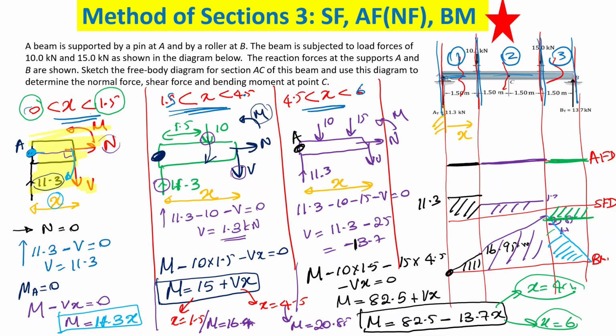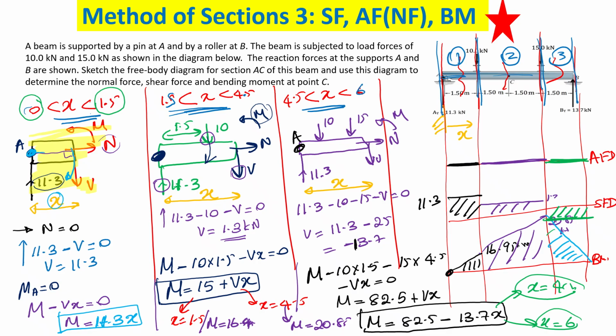Maybe our 20.85 is not exactly 20.85. It should be 0 because there is no moment at the end. Maybe we rounded off or something. Otherwise, it should be 0. If it doesn't come 0, and you have 0.2 or something, that is because of the rounding off. Otherwise, you can just double check.